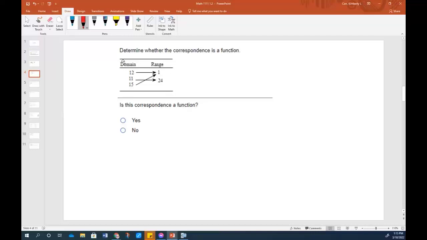Is this one a function? Well, 12 is a domain value, it goes to one answer. 11 is a domain value, it goes to one answer. 15 is a domain value, it goes to one answer. Every x goes to one y. It makes no difference if this one got repeated. Every x goes to one y. So is this one a function? Yes. And this one was copied directly from a homework. That's why it kind of looks like that.